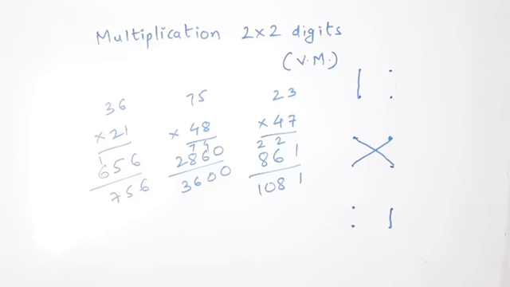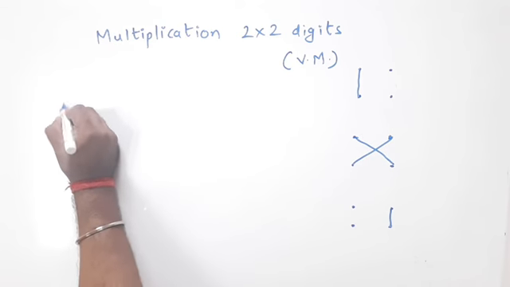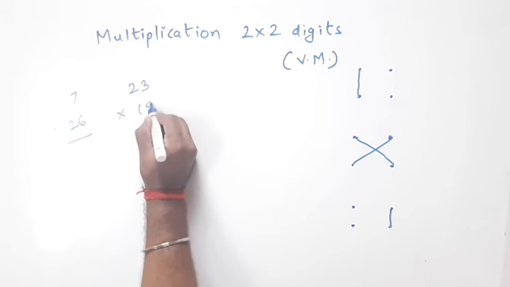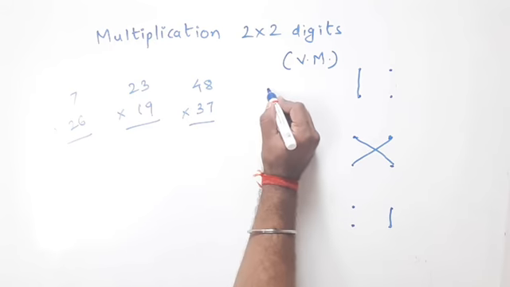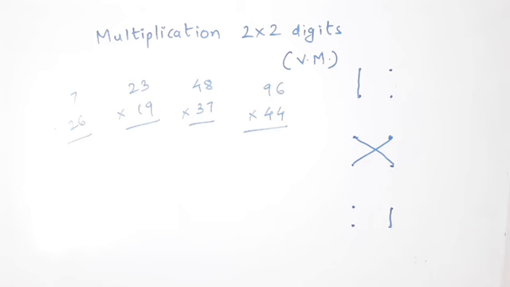So I am giving you now 4 examples and the time for you is say 20 seconds to solve that. So take a pen, take a paper or a pencil. And I'll give you 4 sums. 77, 26, 23, 19, 48, 37 and 96, 44. Okay students, your time starts now.